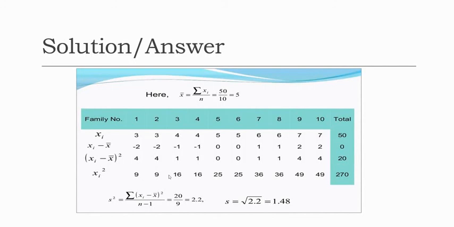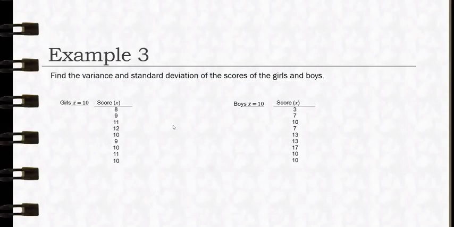The squared values are 9, 9, 16. Then you get the summation, which is equal to 20. The summation of those squared differences is equal to 20. So divide 20 by 9, that gives 2.2. What is this 2.2? That is basically your variance. Then extract the square root of the variance, the square root of 2.2, that will give you 1.48, which is your standard deviation.